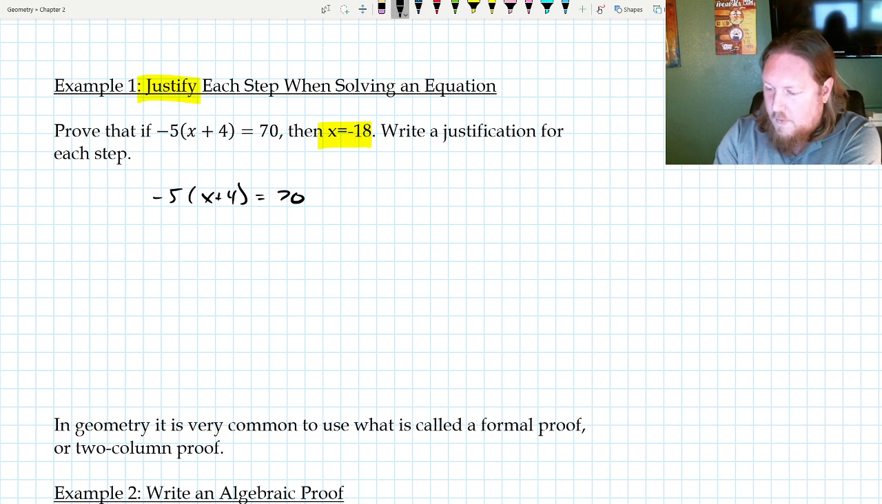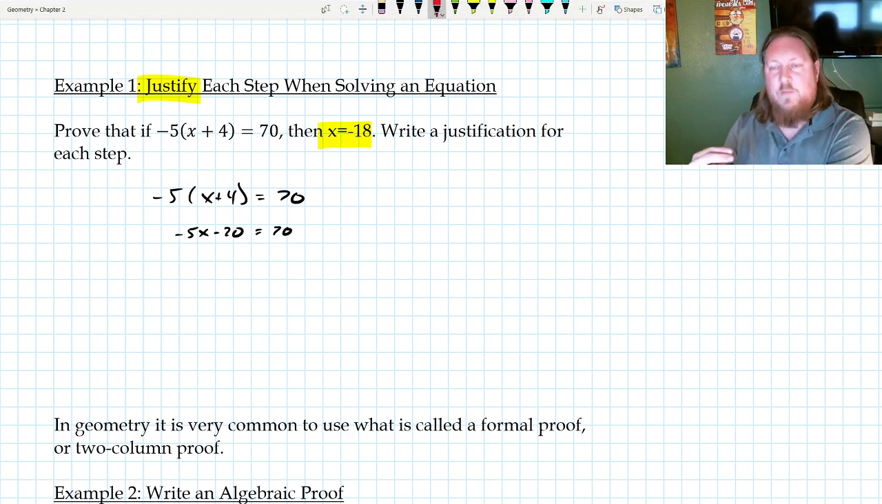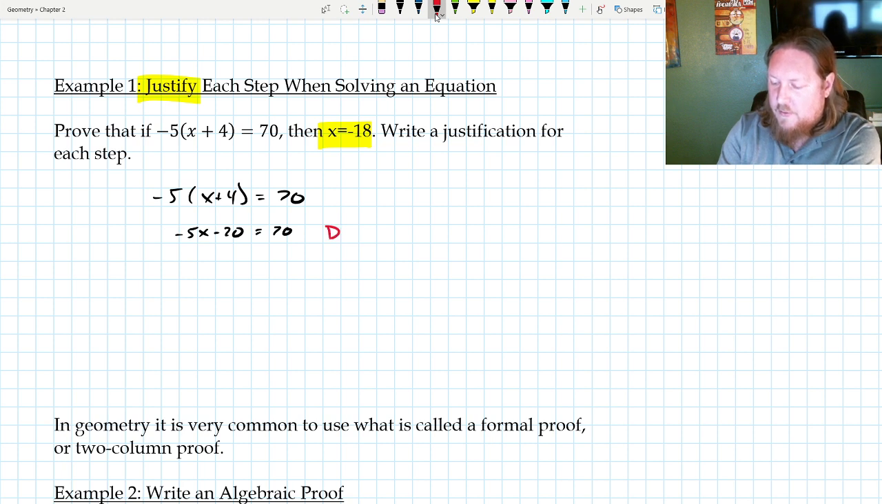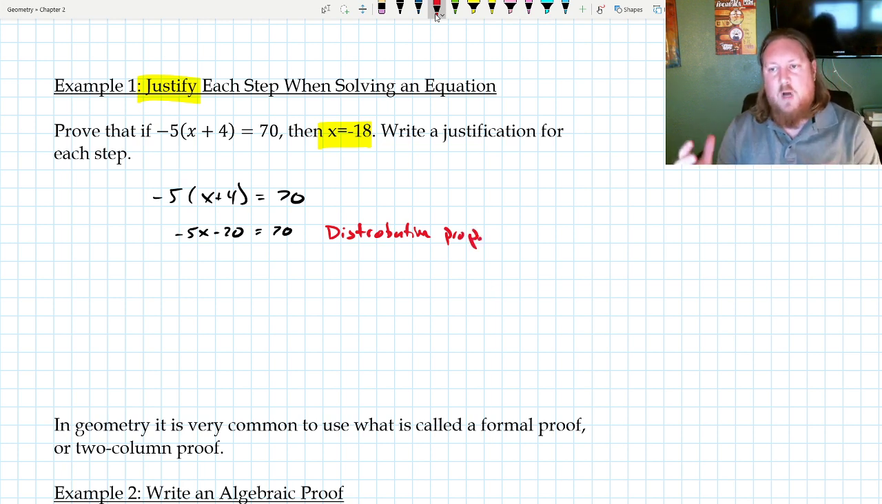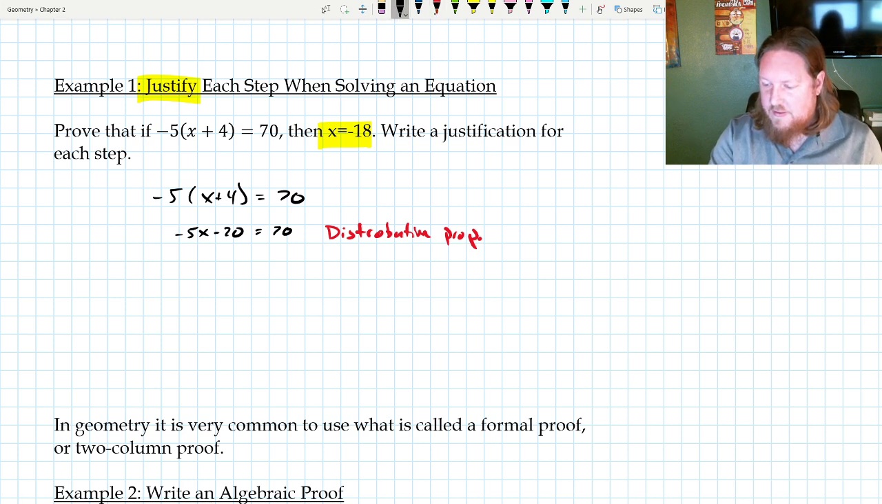So what would be the first thing you do when you go to solve this problem? Maybe it's distribute, maybe it's divide by negative 5. It's your choice. I'm going to distribute on both of these. So negative 5x minus 20 equals 70. And on the same line that I show the result of what I did, I'm going to write the property that I use, distribution with a B. And it's very common to just abbreviate property as prop. Saves you a little bit of time there.